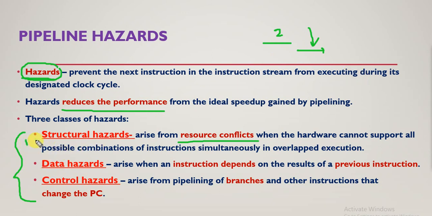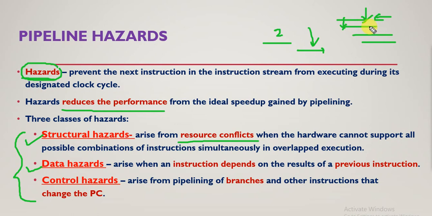Now the second hazard is called data hazard. It arises when an instruction depends on the result of a previous instruction. Sometimes if we execute these instructions in parallel, the problem is that this instruction is expecting the result of the previous instruction, but that result will be produced only on a later clock cycle. But the next instruction requires the same thing at this point in time. At that time the result is not ready. So automatically this will be delayed.